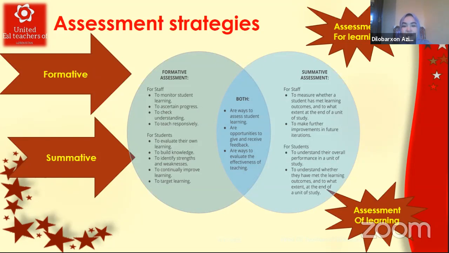The similarities of formative and summative assessment can be illustrated here: they are both considered ways to assess students' learning, and they are opportunities to give and receive feedback. With the help of formative and summative assessments, we can have students provide feedback to each other, or we can provide constructive feedback ourselves as teachers. And they are ways to evaluate the effectiveness of teaching. As I have mentioned above, it's very essential to have formative and summative assessments to guide your teaching. The results will be the basis for you to make modifications and amendments in your teaching. So in the next slide, please.